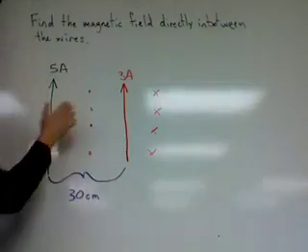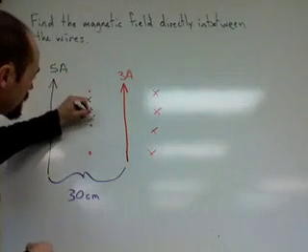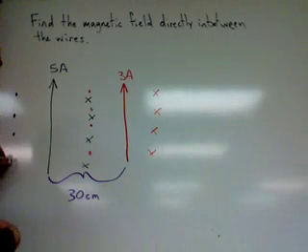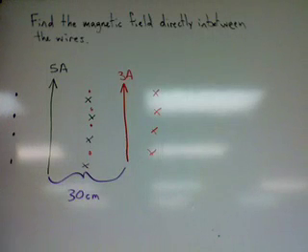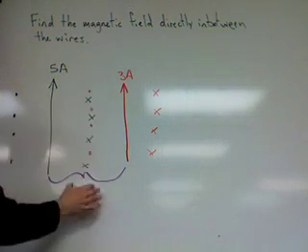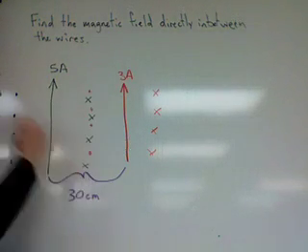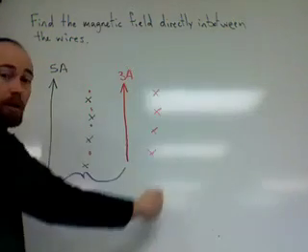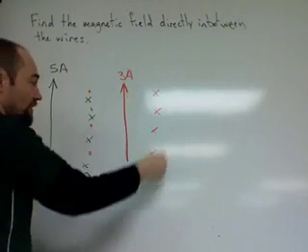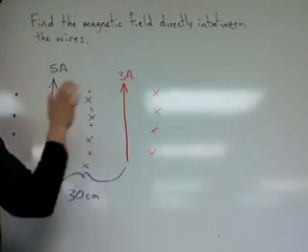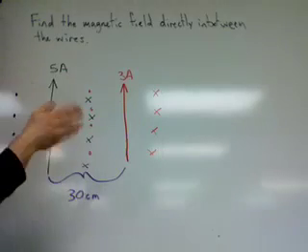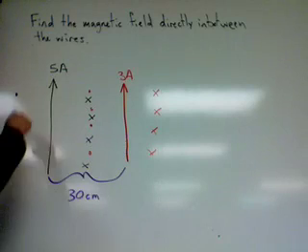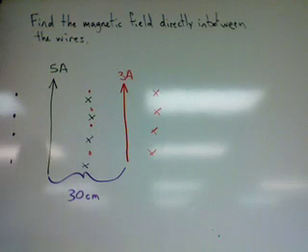For the black wire, it's going into the board on this side and out of the board on the other side. I'm asking you to find the magnetic field directly in between them. I could ask you to find the magnetic field over here. If I was doing that, I would have red X's and black X's, because the magnetic field on the right side of the black wire is going into the board. I could ask you to find the magnetic field on this side. If I was doing that, I would have black dots and red dots.